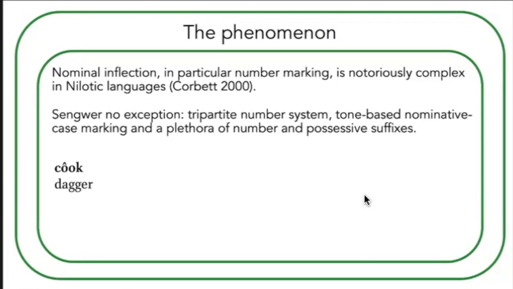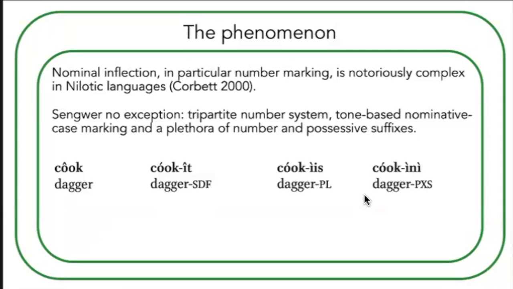So let's see some examples. This is the noun for dagger, chalk. It can be inflected for definiteness, so it gets a definite suffix it, something like the dagger in English. It can be inflected for plural, daggers, with a suffix is, and also it can take demonstrative suffixes like the proximal demonstrative. This would be something like this dagger. So as you can see, this noun ends in a consonant, and the suffixes concatenate very regularly onto the root.